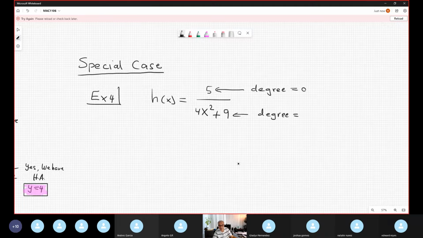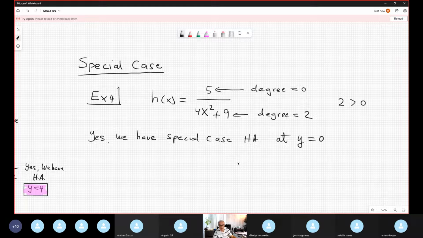And when the degree of the polynomial on the bottom is greater than, in general, 2 is greater than 0. Yes, but we have a special case of horizontal asymptote. Okay, it is always at y equals 0. Does it make sense to you in your mind?